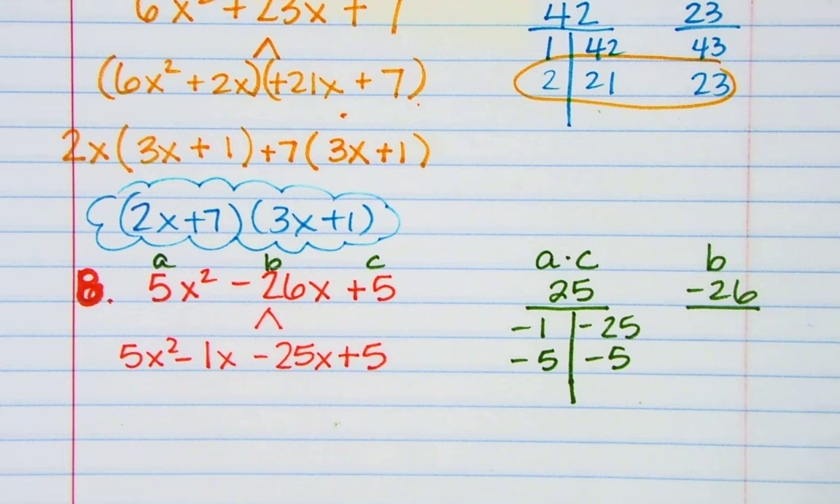This card. It's 25. Where A times C. 5 times 5. To get a negative number, what does it have to be? It goes negative. Alright?